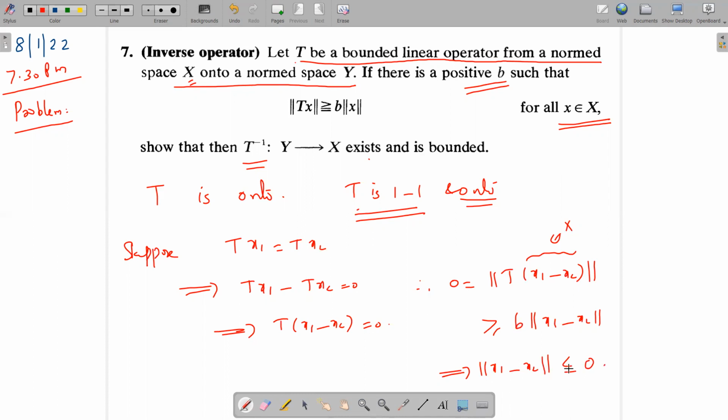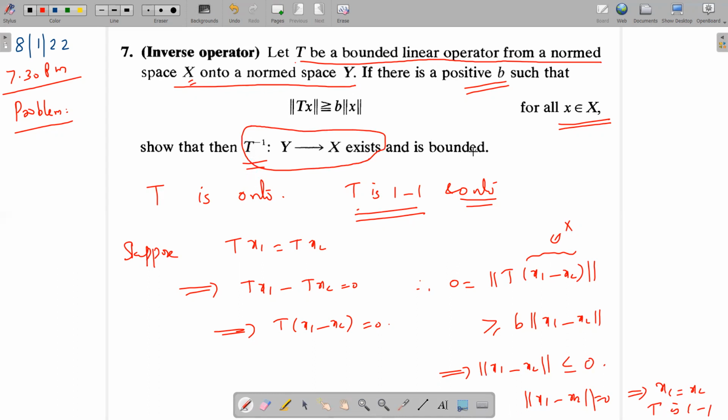Now norm of x1 minus x2 less than or equal to 0 means the only possibility is norm of x1 minus x2 equals 0, which implies x1 minus x2 equals 0. Consequently, x1 equals x2, so T is one-one. Therefore, T is one-one and onto, and therefore T inverse exists. So this part is proved.